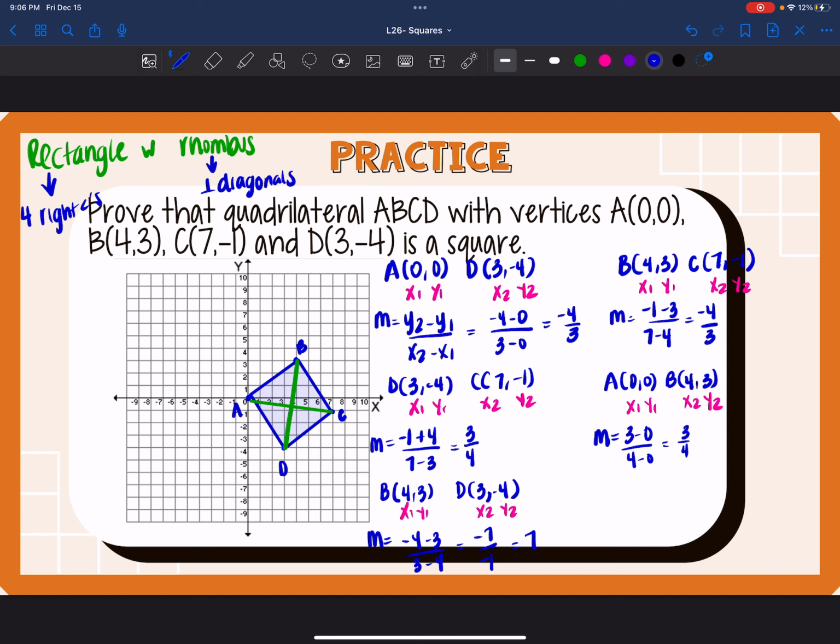Now let's do the slope of AC. A is 0, 0. C is 7, negative 1. Label, label, label. Label, label, scrabble. And I'm going to say my slope is negative 1 minus 0 over 7 minus 0. That's going to be negative 1 over 7. What we notice is that our 2 slopes here are opposite reciprocals.